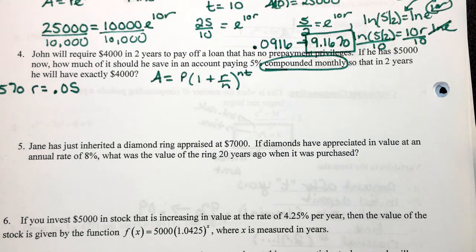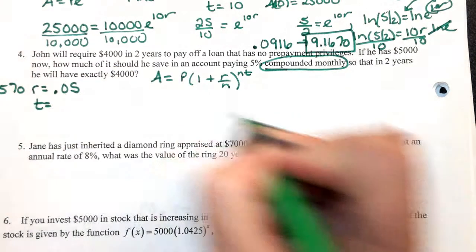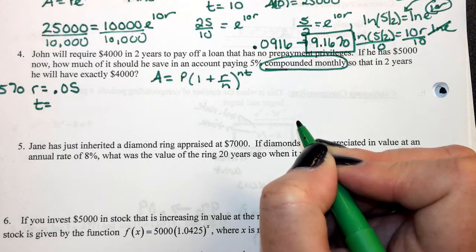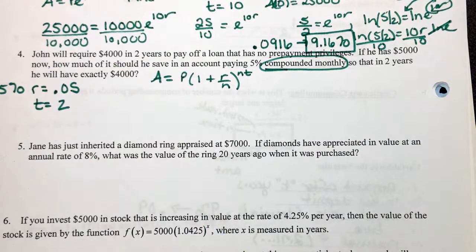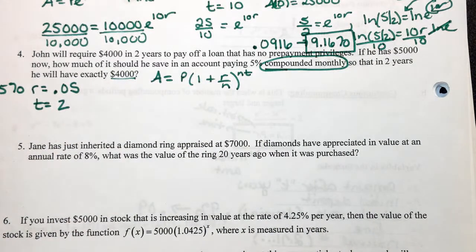He needs to have $4,000 in 2 years. So what's my T going to be equal to? T is going to be equal to 2. In 2 years, he wants to have exactly $4,000. He's trying to decide how much to put away right now, how much to put away in the account. A lot of banks don't want you paying loans off early. And that's what this no prepayment privileges means.